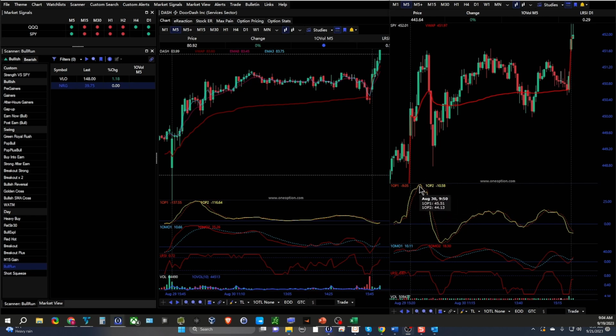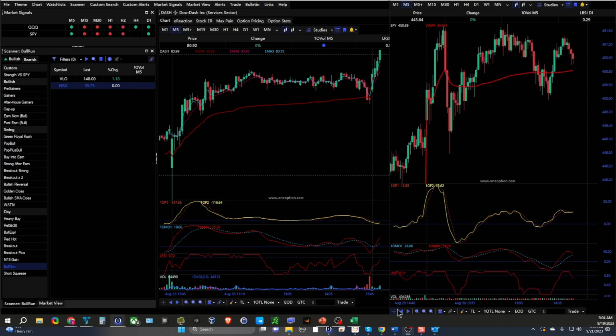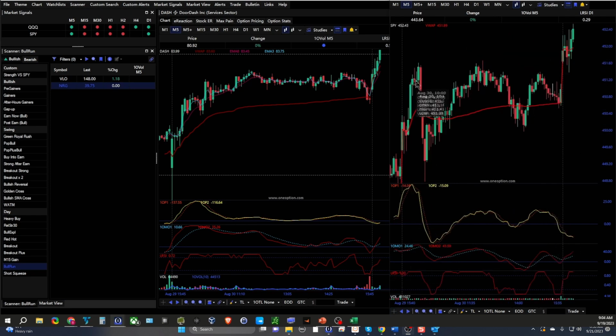This indicator here called OneOp, it's crossing down. That tells us we should expect a pullback of some kind, or at the very least we should be waiting to see what happens when it crosses back up. Because this could cross down and nothing happen, and that's great. But as we can see here, that's not at all what happens. So we get the cross right here. That's at around 9:55, 10 o'clock.